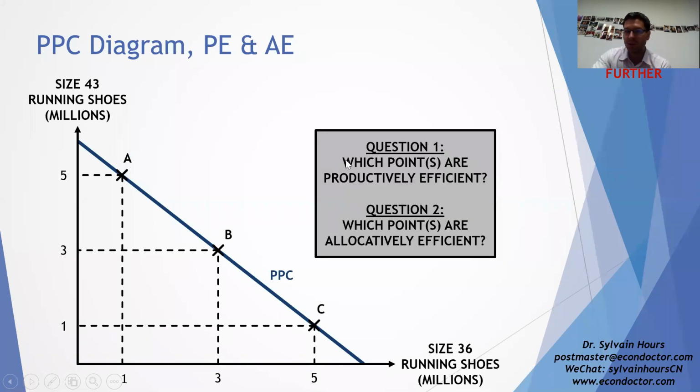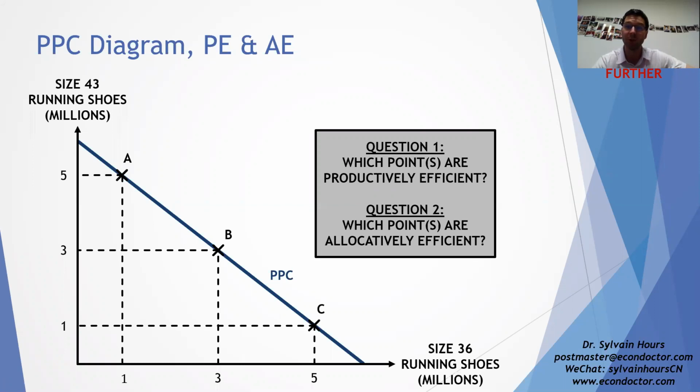What you can ask your students is which of these points A, B, C are productively efficient? The answer is all of them. Point A, point B, point C are all productively efficient. Absolutely. They are on the PPC. Which ones are allocatively efficient?